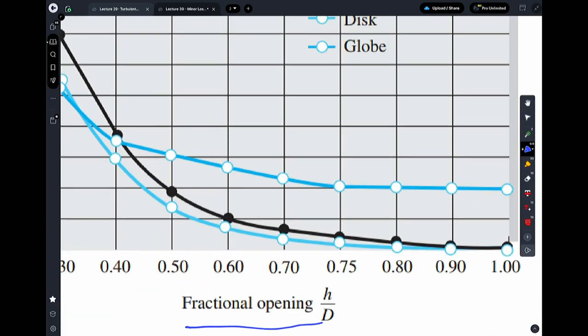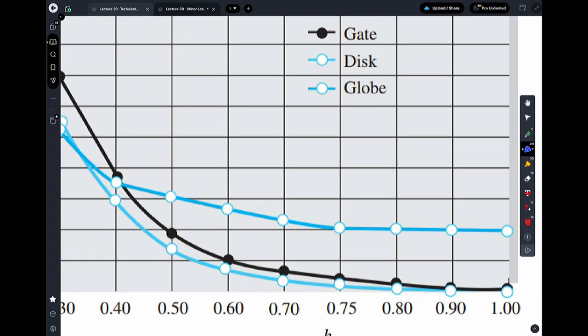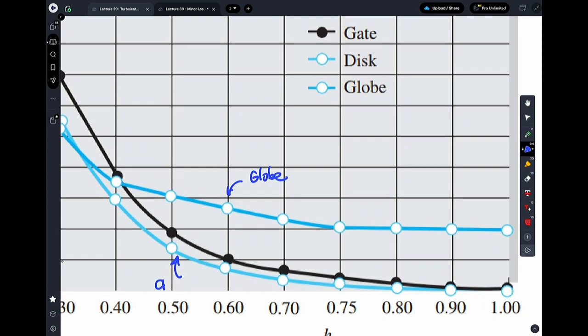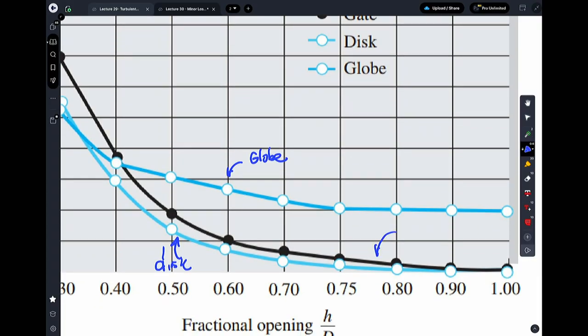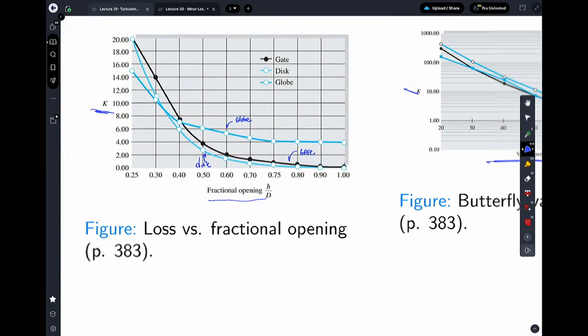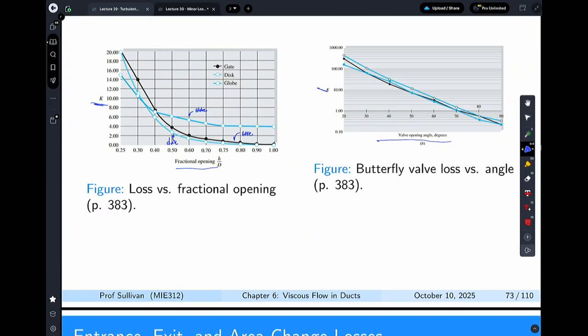Not a very good, oh. This is globe. This is disc. And this is a gate valve. I have to zoom it out, otherwise I can't tell the difference in colors.